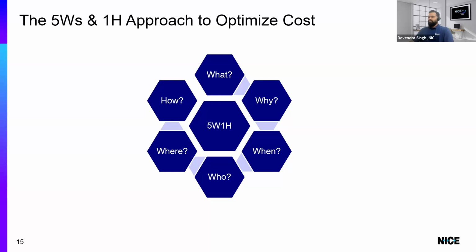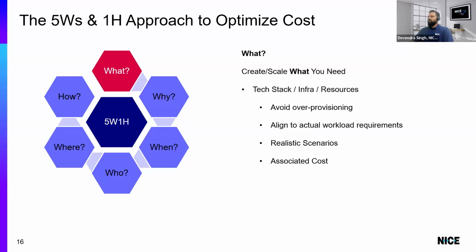So let's dive in. The first question here is what? It is simple. What do we really need to create or scale? It could be your tech stack, your infrastructure, or any other resource in your AWS or cloud environment. The mistake that I often see is over provisioning, that is, getting way more capacity than the workload requires. Instead, we need to focus on scaling realistically based on the actual workload and scenario.